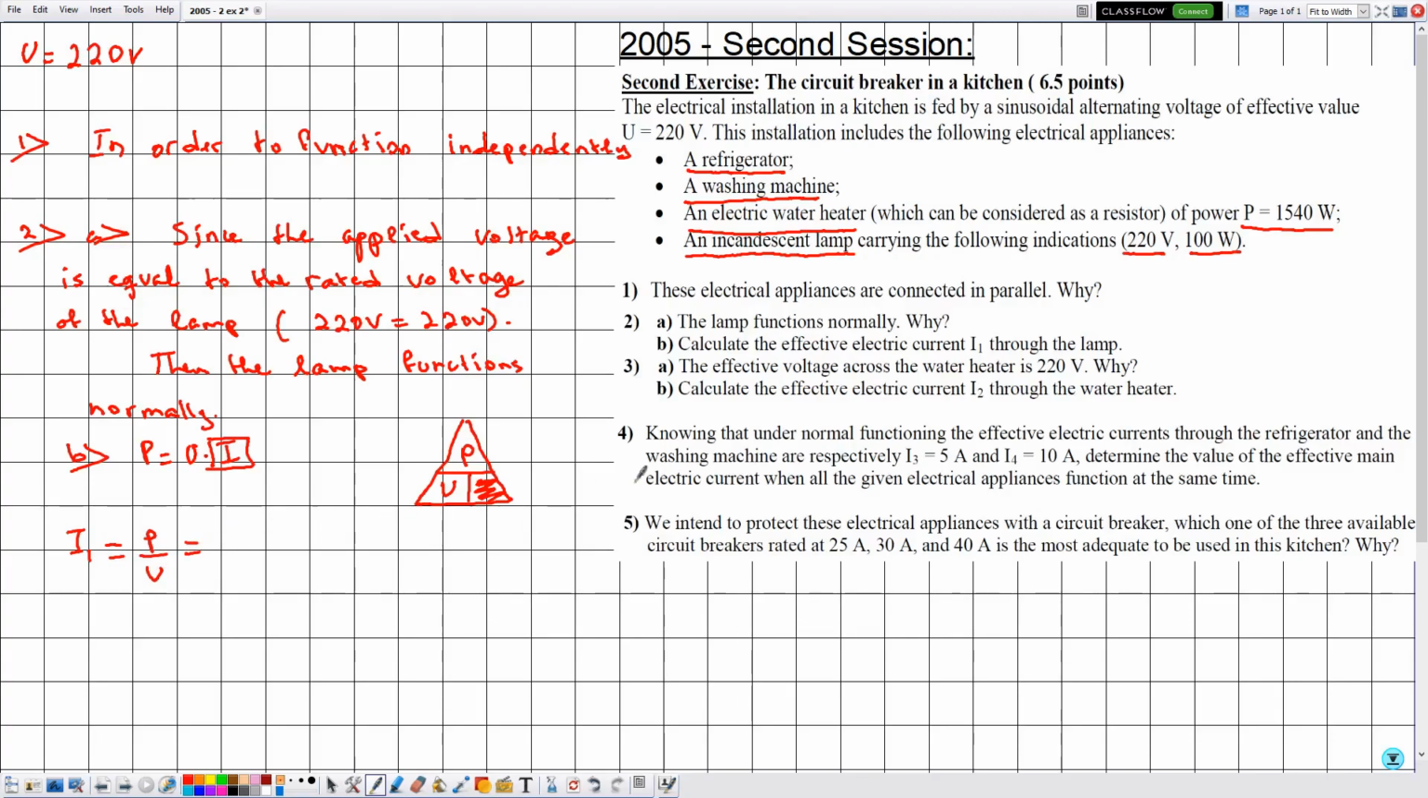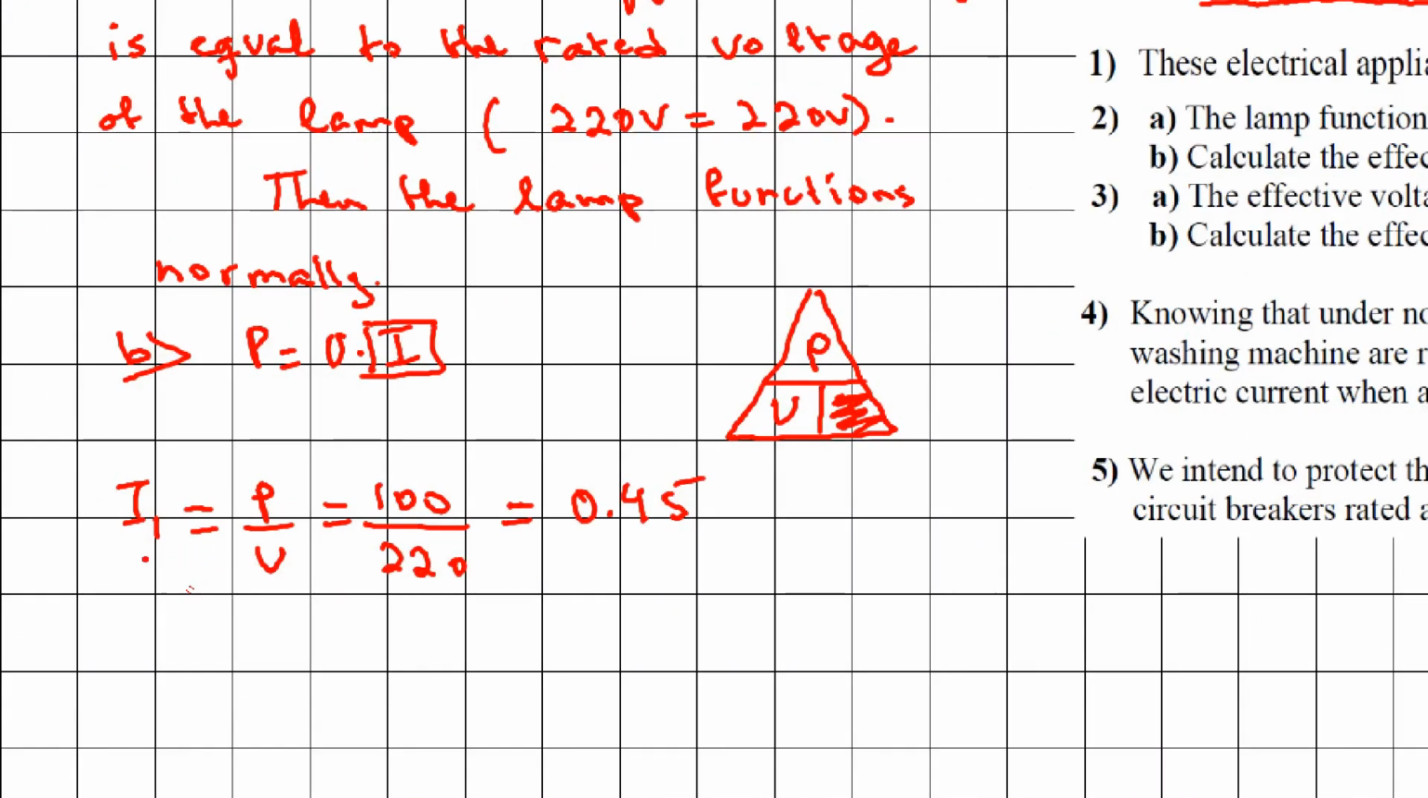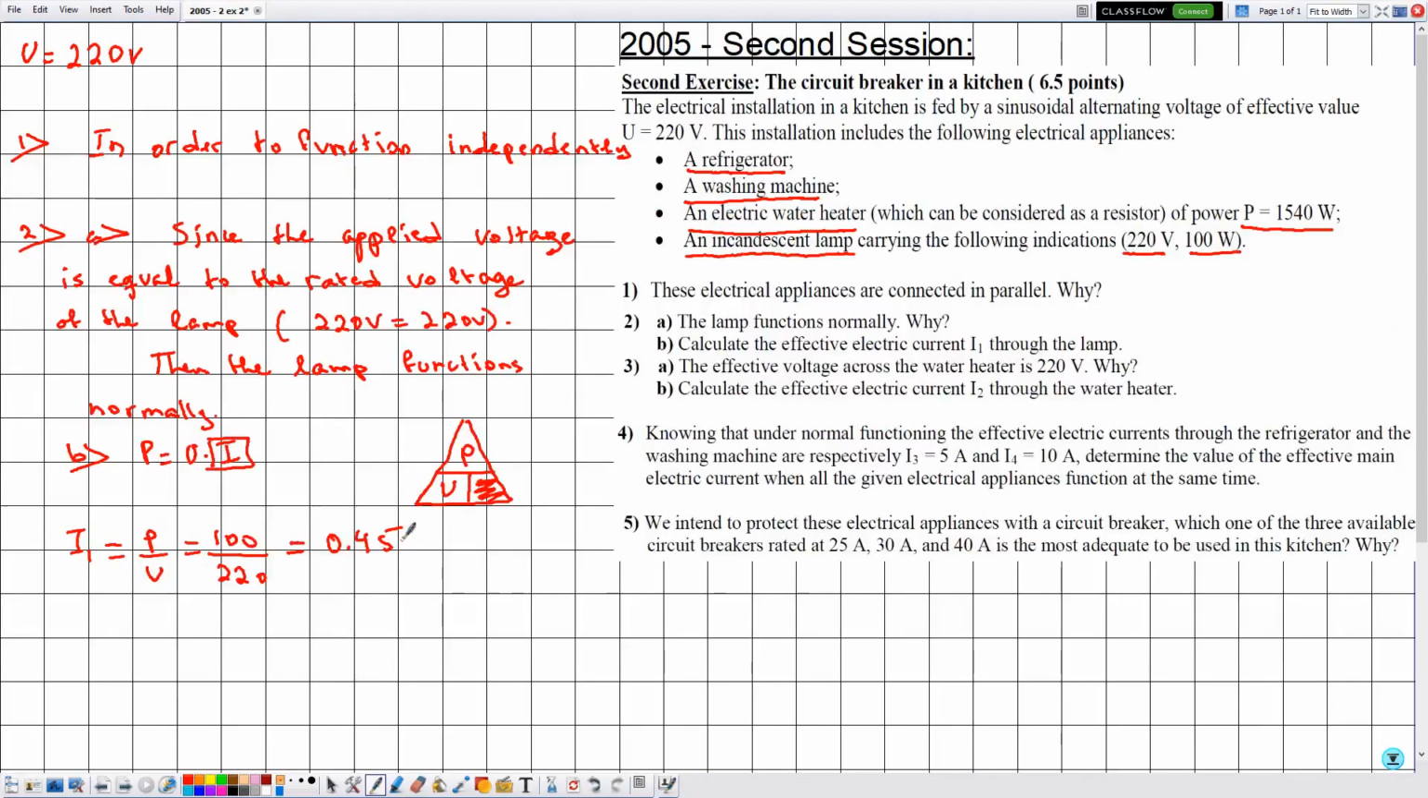The value of P in the SI is 100, and the value of U in the SI is 220. Plugging this into the calculator gives 0.45. Since everything is in the SI, the value of I1 will be in the SI, which is amperes. Then the value of I1 traversing the lamp is 0.45 amperes. So let me write here that I1 is equal to 0.45 amperes.